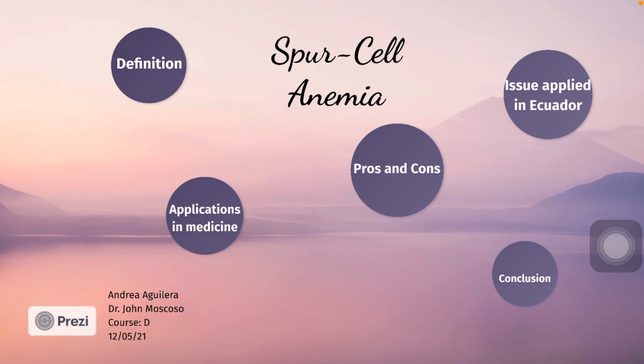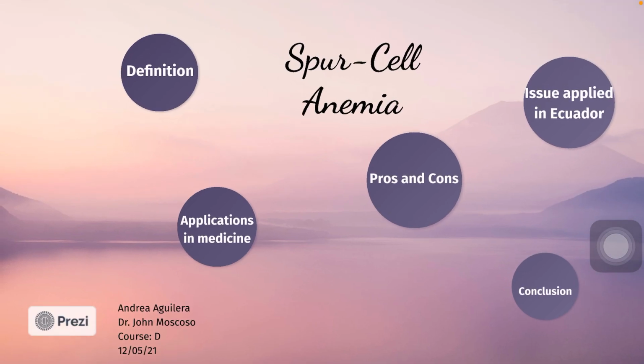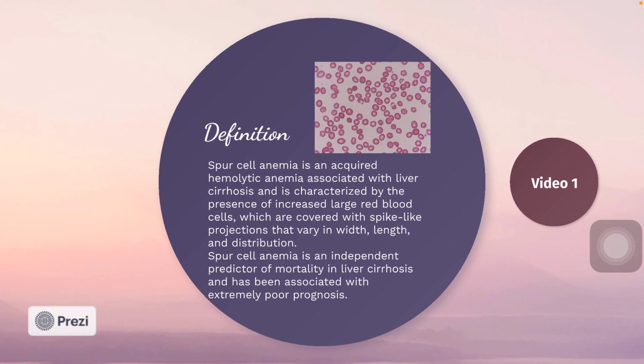My topic is about Spur cell anemia. Definition: Spur cell anemia is an acquired hemolytic anemia associated with liver cirrhosis and is characterized by the presence of increased large red blood cells, which are covered with spike-like projections that vary in width, length, and distributions. Spur cell anemia is an independent predictor of mortality in liver cirrhosis and has been associated with extremely poor prognosis.